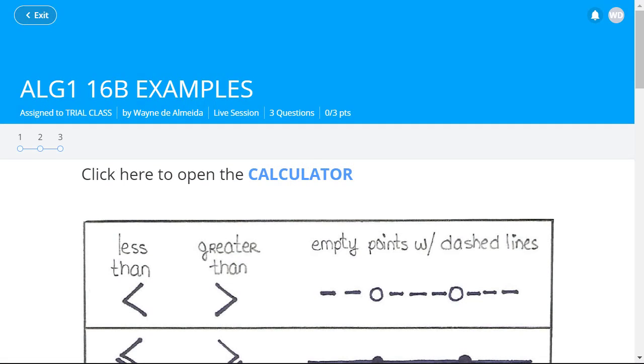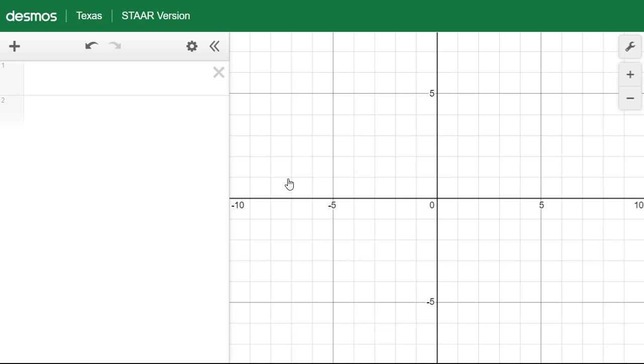Hello and welcome. Today we're going to do some examples for linear inequalities, which will be similar to the questions on the STAR test. Also, we're going to demonstrate how to use the new calculator for you to use during the STAR test. It's called the Texas STAR version of the Desmos calculator. So let's start with that.